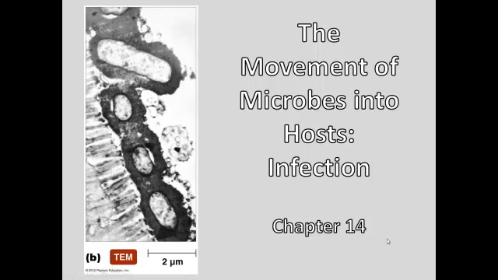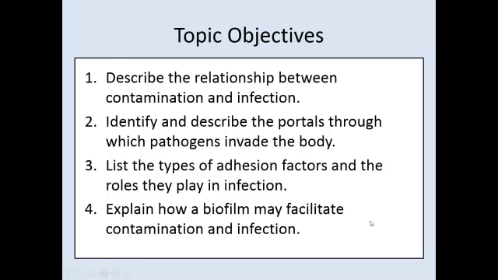The movement of microbes into hosts, infection, Chapter 14. The learning objectives for this topic are: describe the relationship between contamination and infection, identify and describe the portals through which pathogens invade the body, list the types of adhesion factors and the roles they play in infection, explain how a biofilm may facilitate contamination and infection.